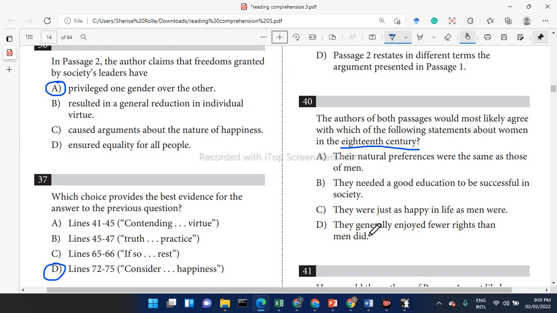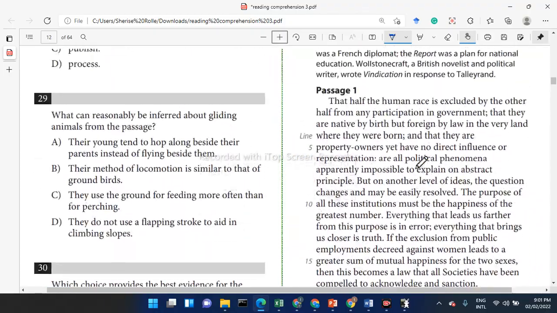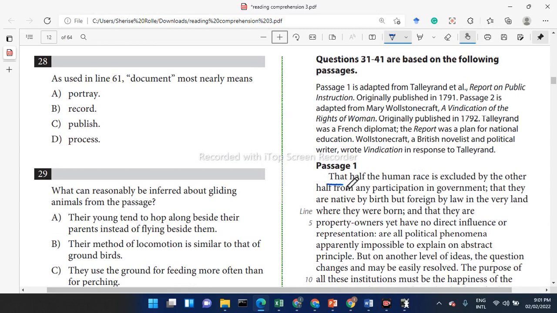Both of them would agree that women enjoyed fewer rights than men. Because if you look at what the guy said at the beginning, he said that half of the human race is excluded by the other half from any participation in government. That's what he's saying. He's saying that, hey, I agree that women are separated from participation in government. That's true.